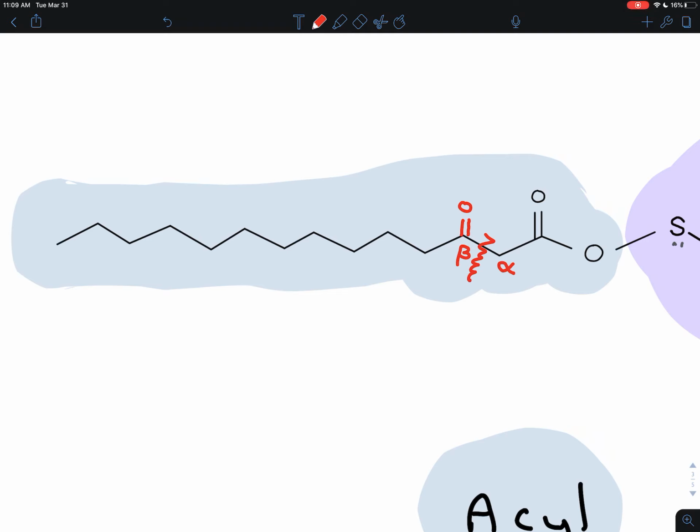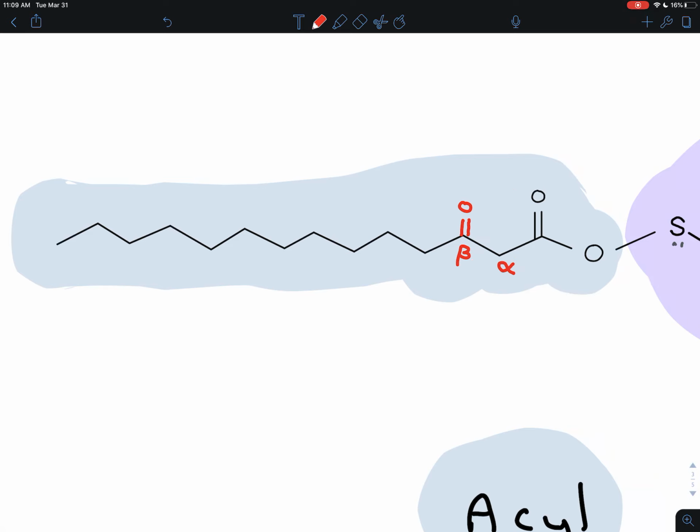We cleave that bond there, so this gets exhaled. Or rather, that leaves. That's going to end up leaving as acetyl-CoA. Notice there are 2 carbons there. That'll enter the citric acid cycle and ultimately be exhaled out as carbon dioxide, and then the whole process can start again with this, because this will ultimately look like this here.